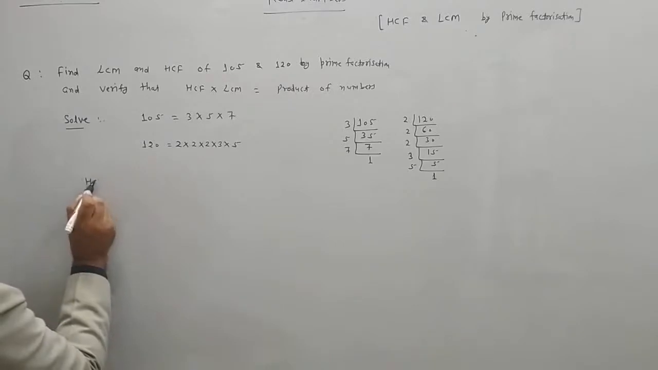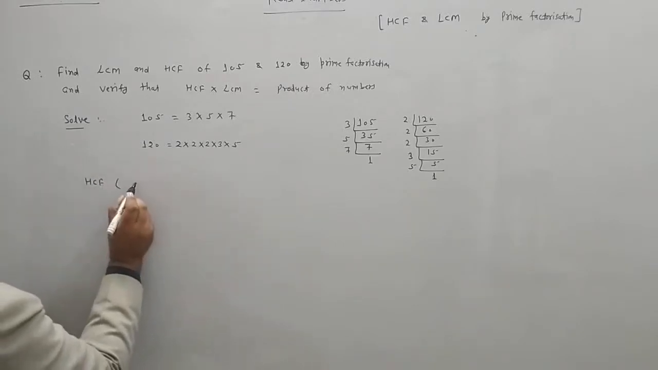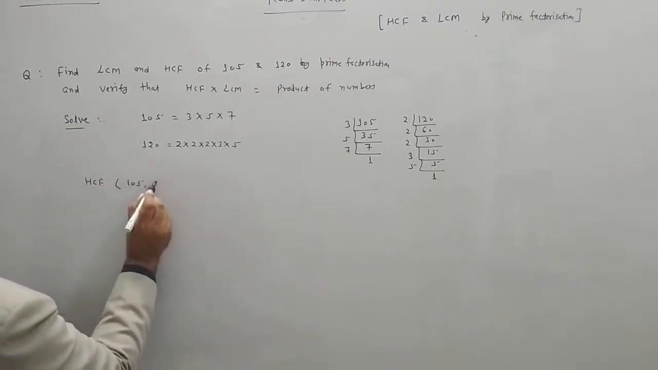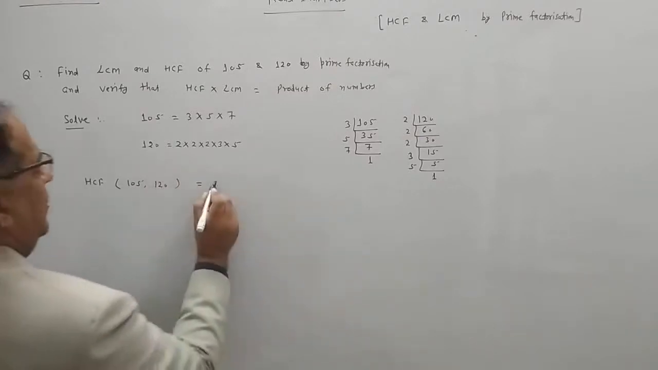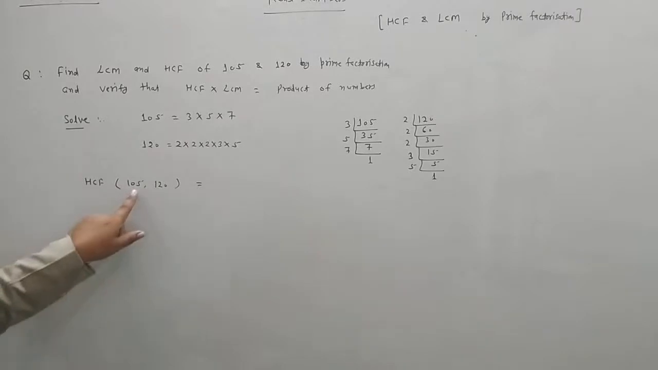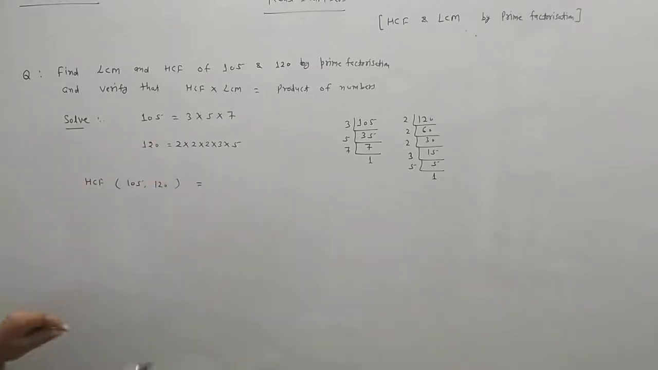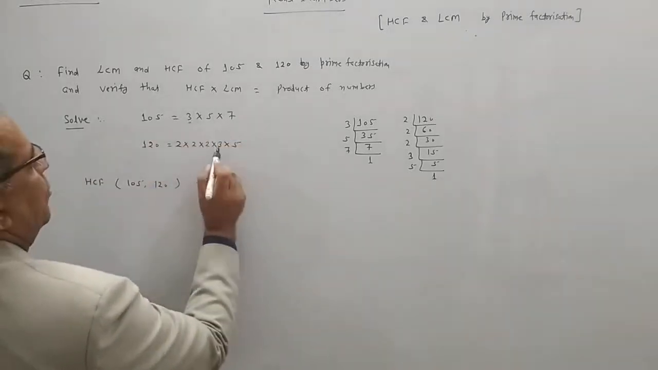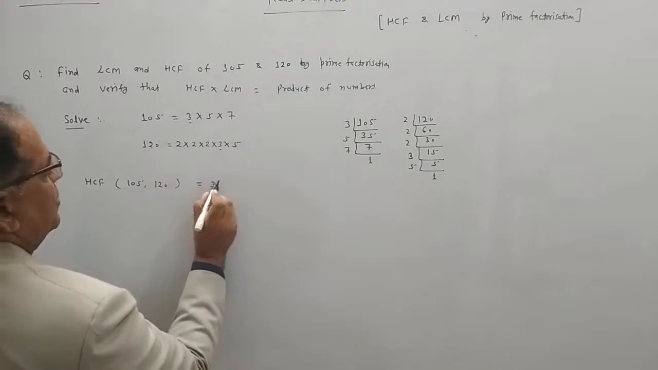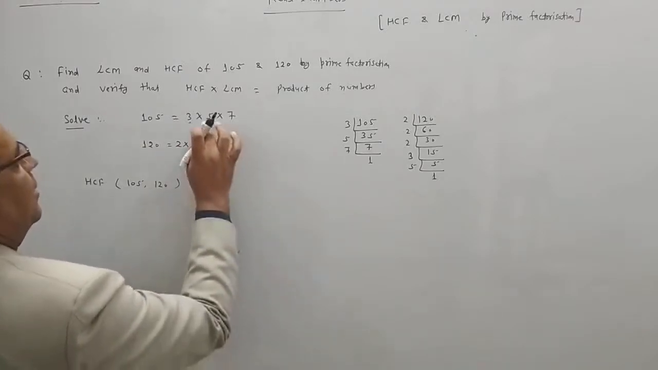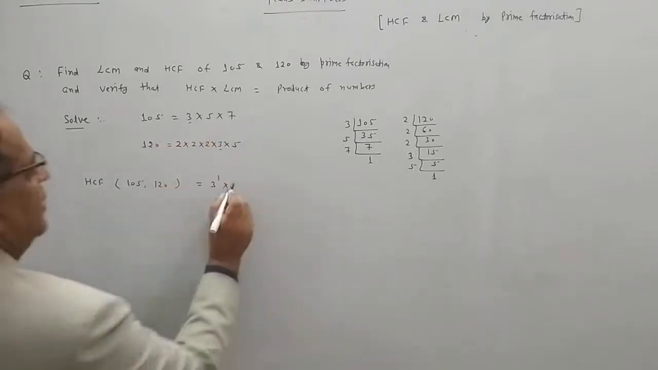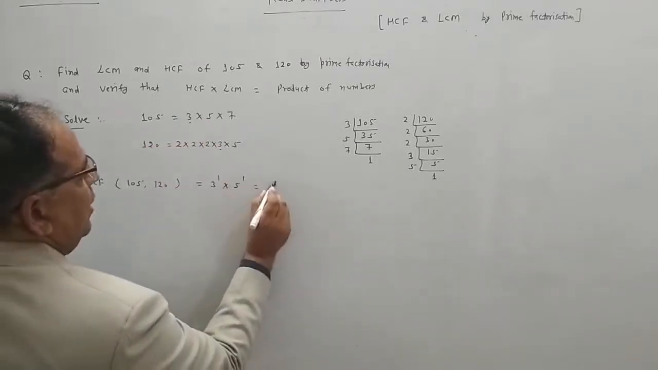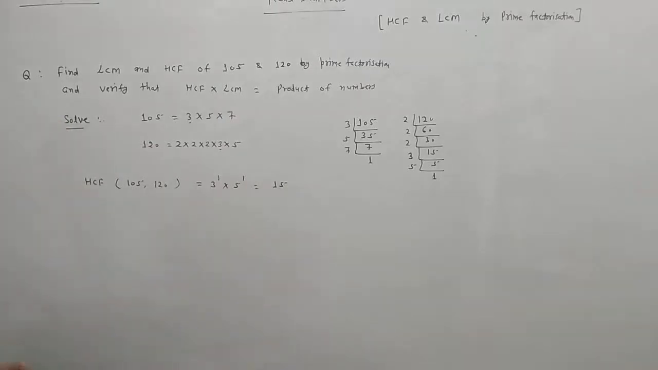Now the HCF of the numbers 105 and 120 can be expressed as follows. The first common factor is 3 on both sides, with least power 1, so 3 to the power 1. Similarly, the next common prime factor is 5, so we take the least power of 5, which is 1. So the HCF is 15.